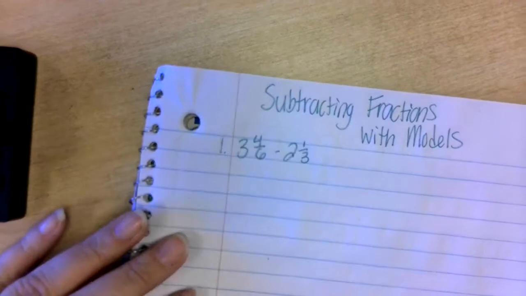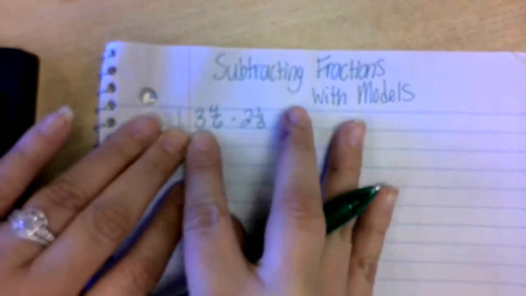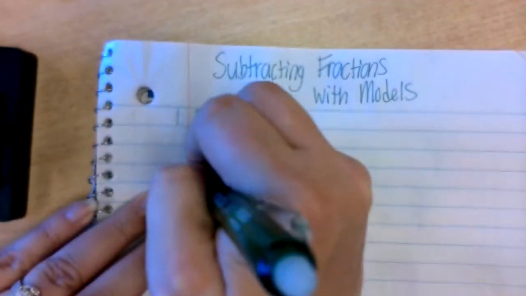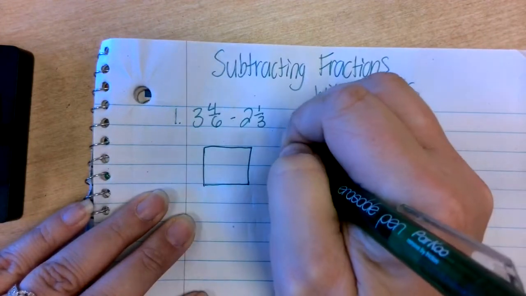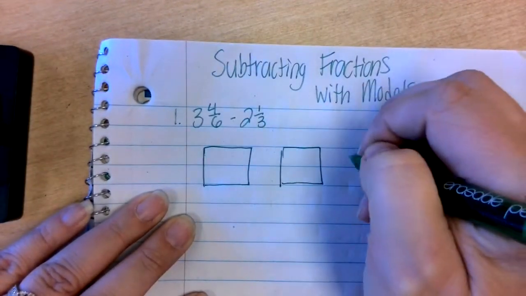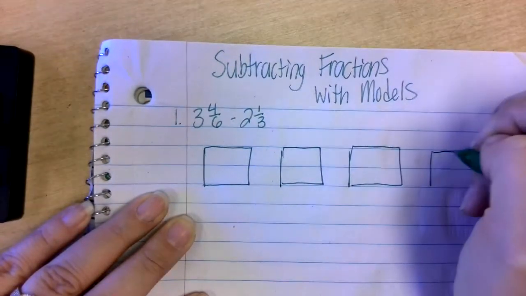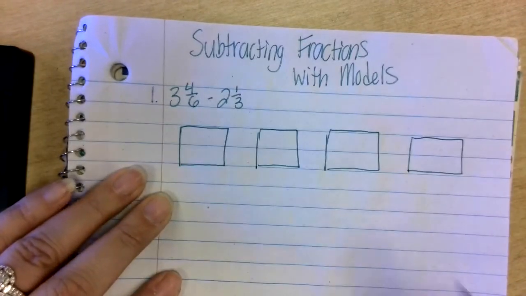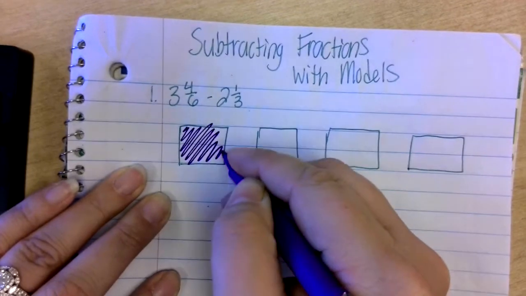So just like when you're adding, you need to start first by just drawing this first one. So we've got 3 4/6. So I'm going to draw 3 holes. I'm actually going to draw 4 holes. Okay, so we have 3 that are completely full.